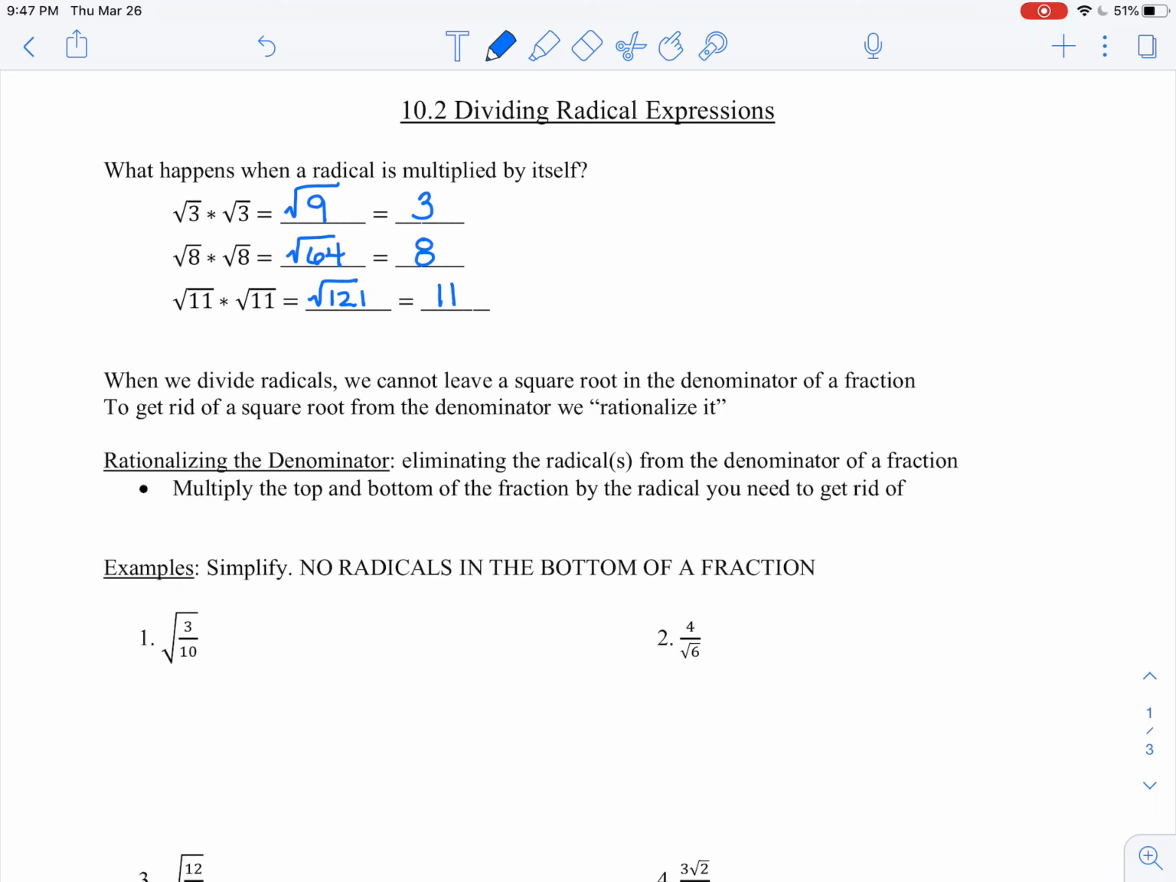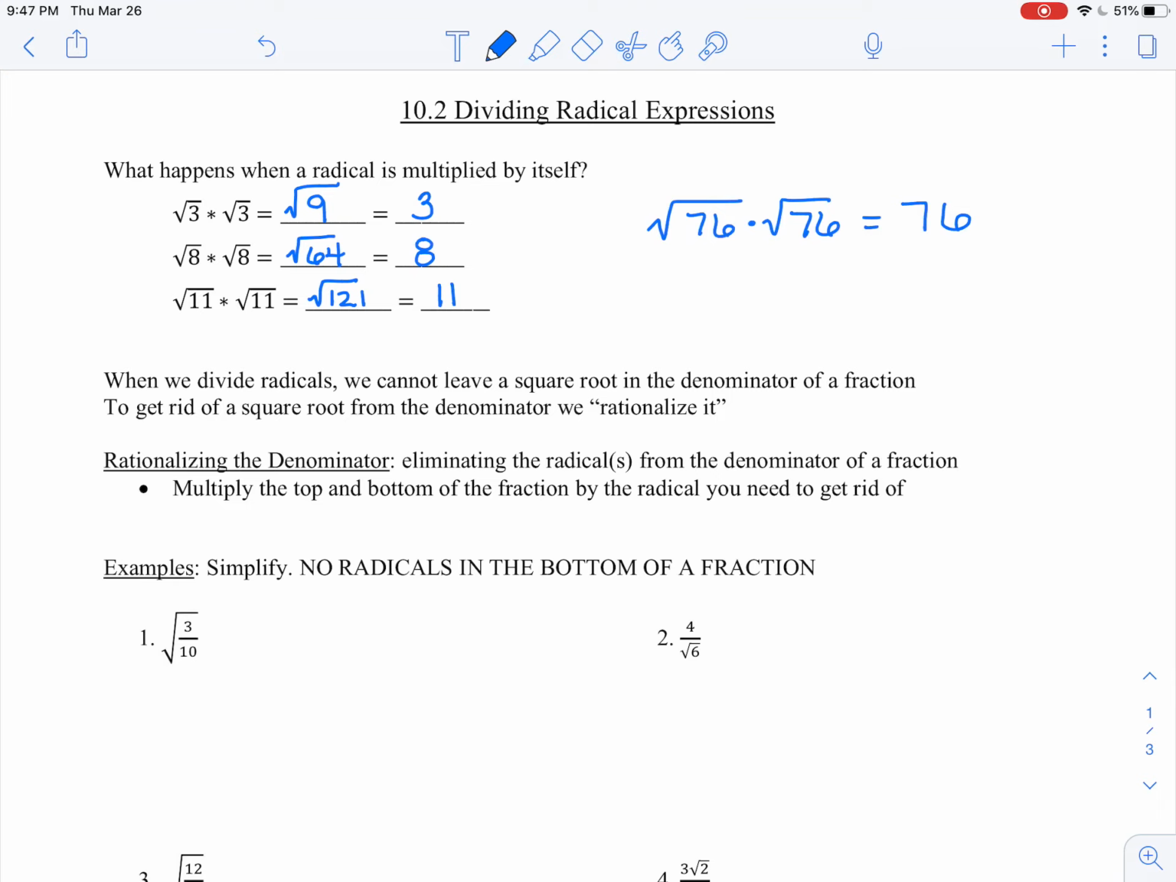So I'm sure you notice when I multiply a radical by itself, we just get the radicand. Square root 3 times square root 3 is a plain old 3. Square root 8 times square root 8 is a plain old 8. If I multiplied the square root of 76 times the square root of 76, I know I'm going to end up with just a plain old 76.